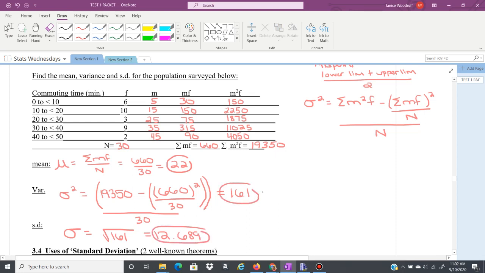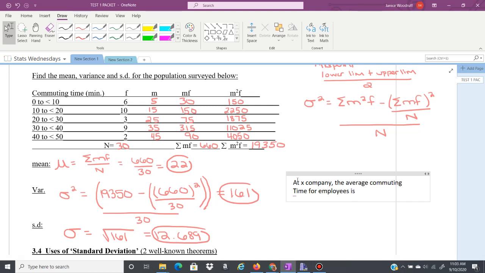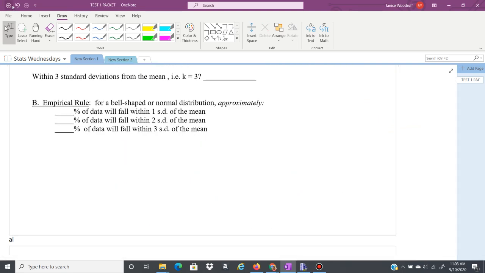Okay, and what does this mean? So this means that, I'm going to type it in, it's a little easier for me. It will let me type. Okay, so at, we'll say X company, the average employee, or the average commuting time, for employees, we'll say for all employees because it was the population. Oh, geez.